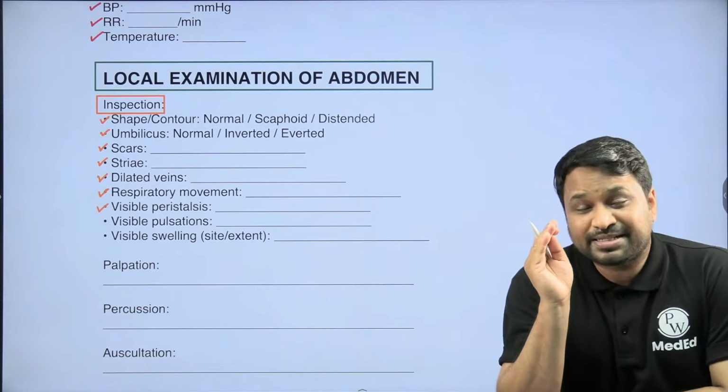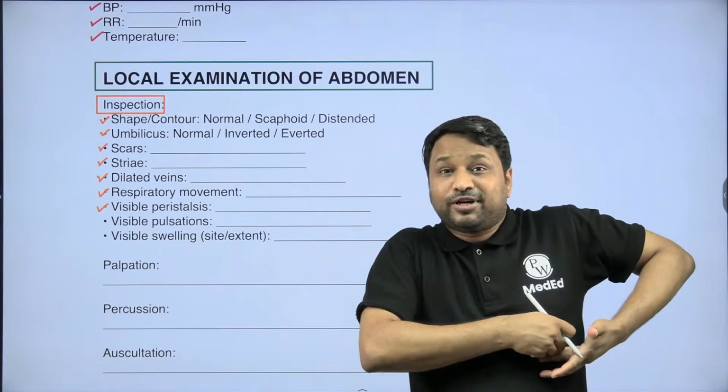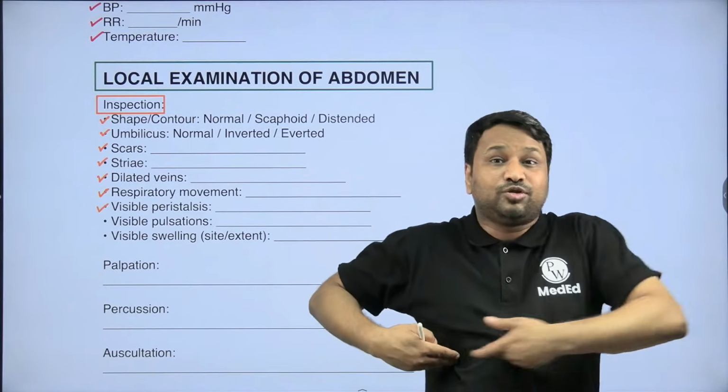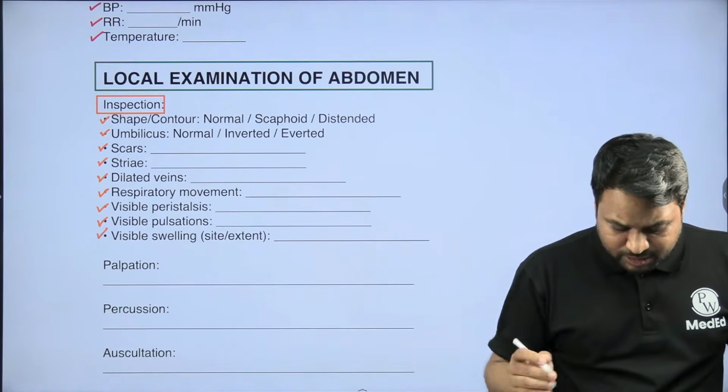Now, if the peristalsis is visible, that means there's some sort of an obstruction. If it's moving from left to right, it is gastric peristalsis. If it is right to left, it is colonic peristalsis. Then you look for visible pulsations and any visible swellings.